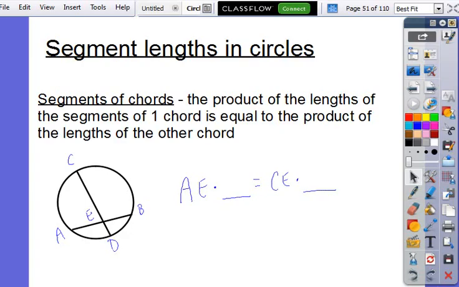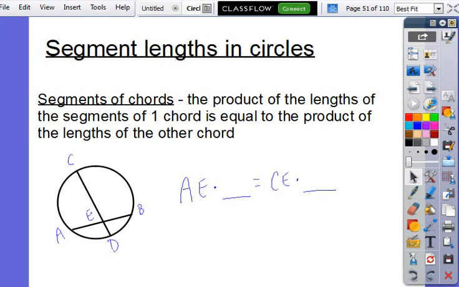Segments in circles, there are certain rules for different kinds of segments in circles. The first rule says this: the product of the lengths of the segments of one chord is equal to the products of the lengths of the other chord. What it says, in general terms, is this: if you take each chord and break it into the parts, if you multiply the two parts of one, it's got to equal the two parts of the other.